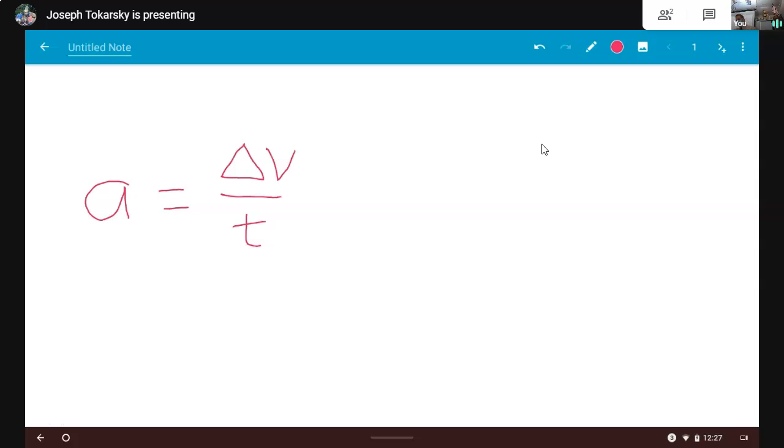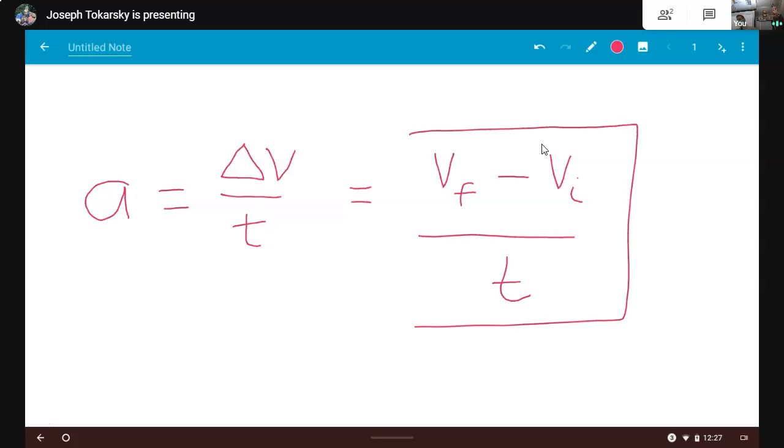All right? So I'm going to write equals, and I'm going to box this version of it because it's the most important one. We're going to subscript the V's. VF means final velocity. VI, with the I subscript, means initial velocity, divided by time. That's the main acceleration formula: VF minus VI divided by T.